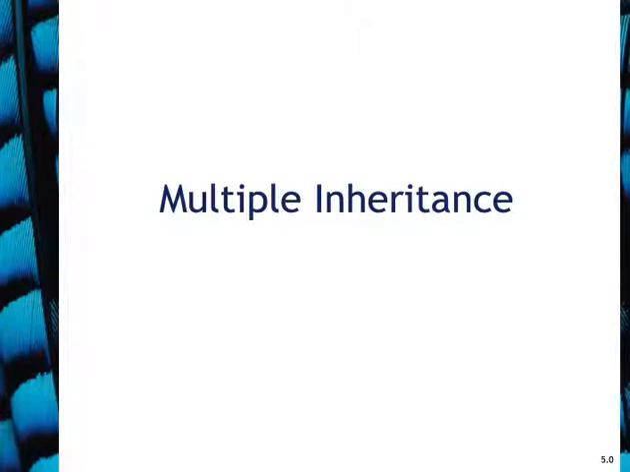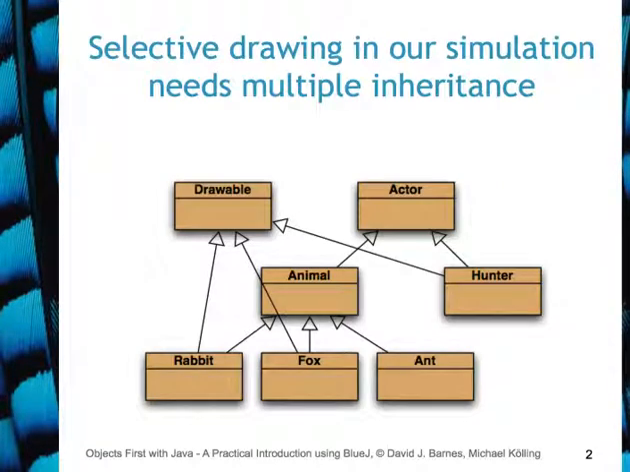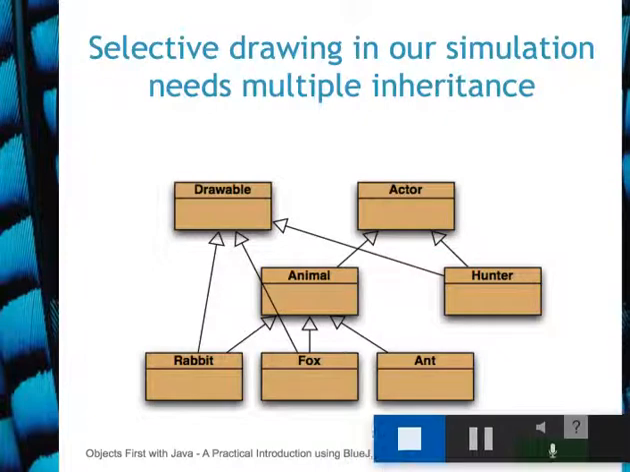In this video, we will talk about multiple inheritance. Suppose that we want to add the ability to draw various objects from our simulation. Some types of objects don't make any sense to draw, like ant. If we want to have a draw method that we can call on all applicable objects in a loop, we can't declare it in animal or actor because then ant would get it too.